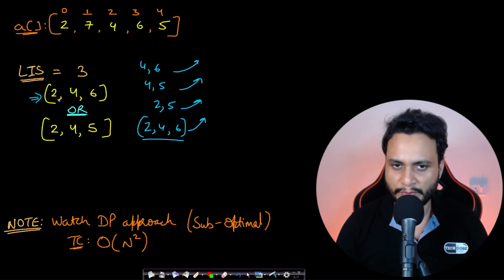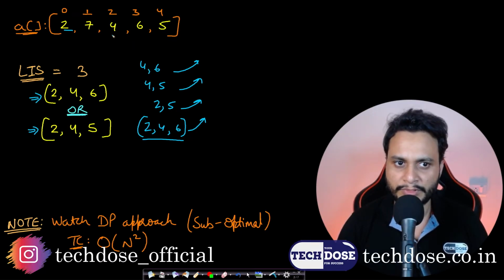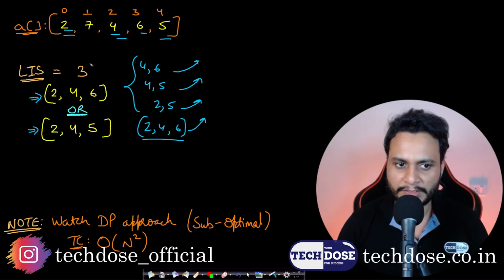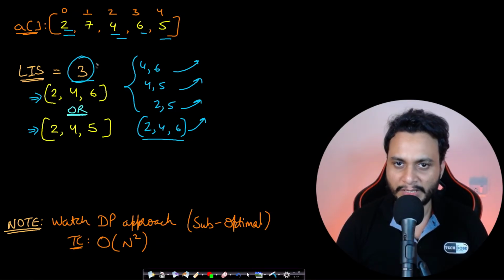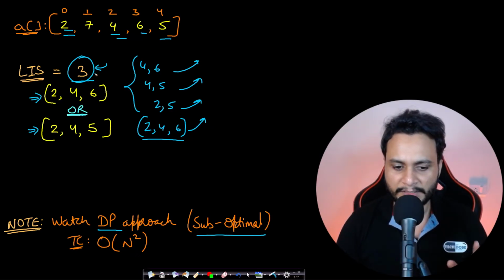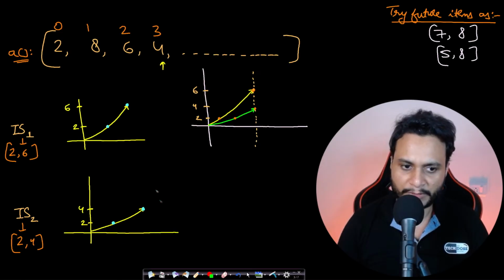So 2, 4, 6 is one answer and there can be multiple answers, so you have 2, 4, 5 as well. You see 2, 4, 6 and 2, 4, 5 are two possible longest increasing subsequence answers. In this question they are asking about the length of the longest increasing subsequence, so you can return 3. Now I have already made the dynamic programming approach, which is a suboptimal approach of finding the longest increasing subsequence. I'll give this link in the description below and also in the I button. You can just go ahead and watch that video. Now let's proceed and try to see the optimal approach.